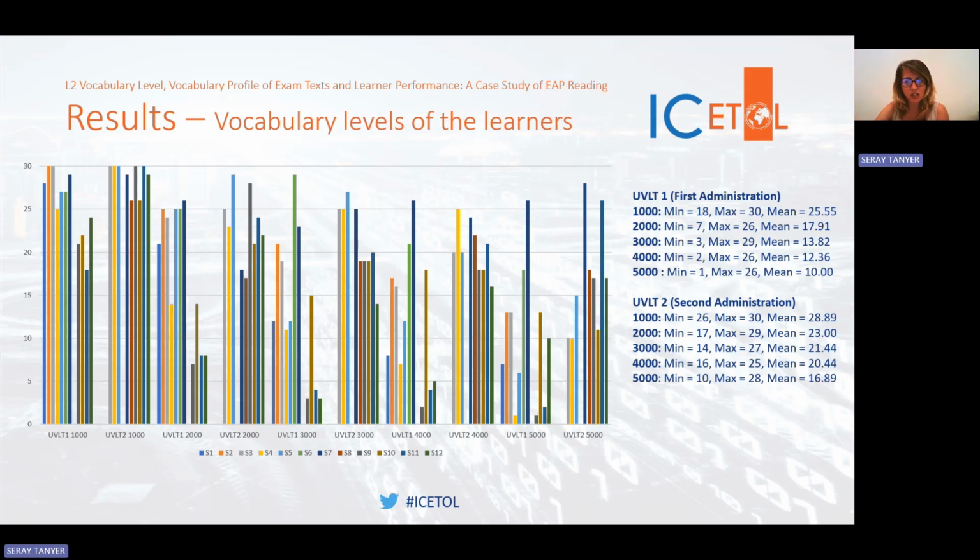In the second administration, learners' scores improved across all levels, most notably at the 1,000 level and the 2,000 level. Substantial gains were also observed at the 3,000 and 4,000 levels, while performance at the 5,000 level increased more modestly. These results indicate that students expanded their receptive vocabulary knowledge over time, with the most consistent improvements occurring within high-frequency word bands, which are critical for reading comprehension.